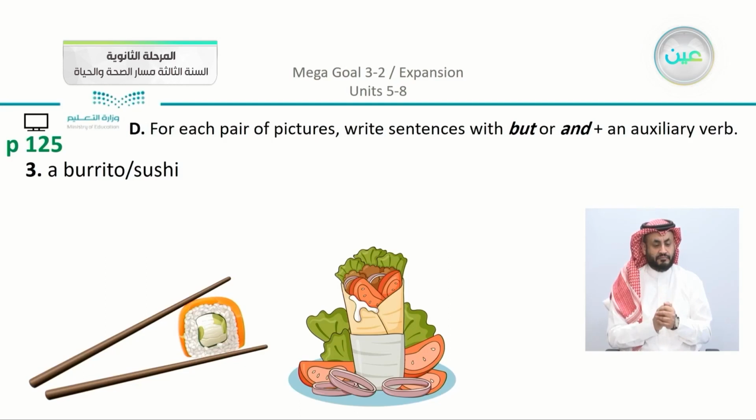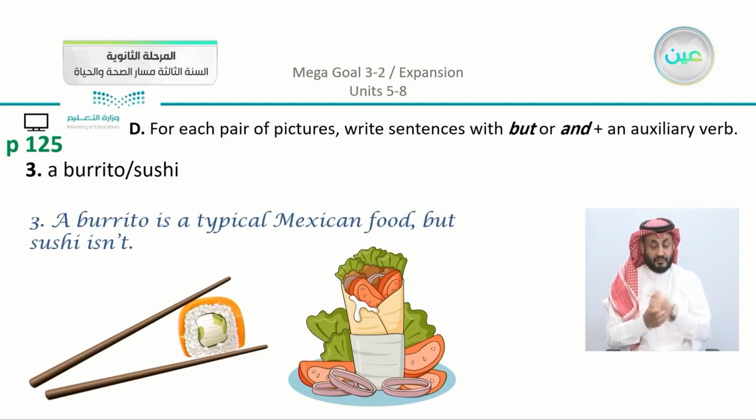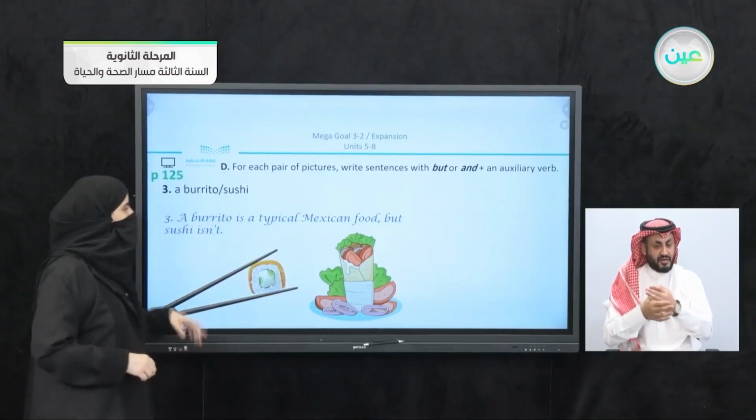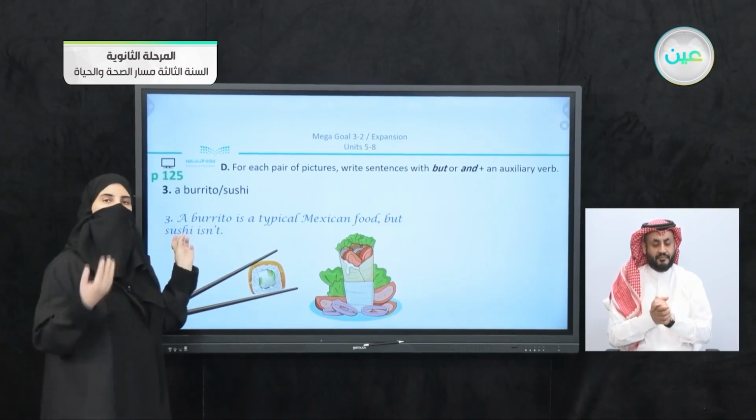We have a third example here. Now you can see that there are two types of food, and in the book they mentioned that we have here a burrito and sushi. Now, are they the same? We can choose to say. You can just think about any sentence. Of course, we have here just examples. You are free to use whatever content or context that you are comfortable with. We have number 3, a burrito is a typical Mexican food, but sushi isn't. So note that this time I used the connector but. We have here isn't, the auxiliary with negative.